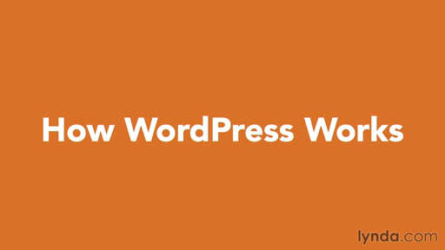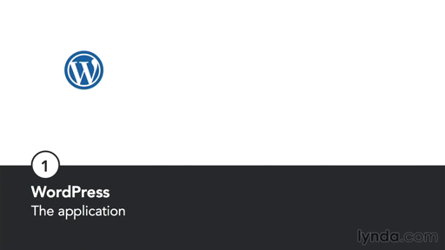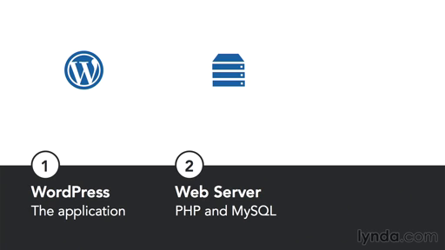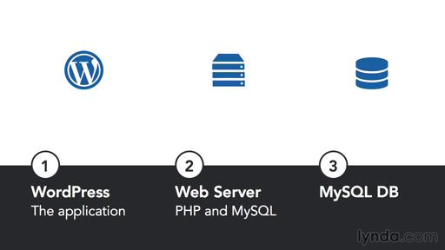Now we can dive in a little deeper and look at how this all fits together in more detail. For WordPress to work, we need three things: WordPress itself, a web server that supports PHP and MySQL where WordPress can be stored and run, and finally, a database where WordPress can store its data. We'll look at how WordPress is installed and configured later in this chapter. For now, let's look at how WordPress works once everything is up and running.